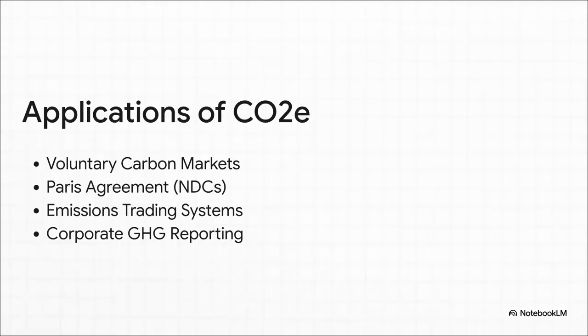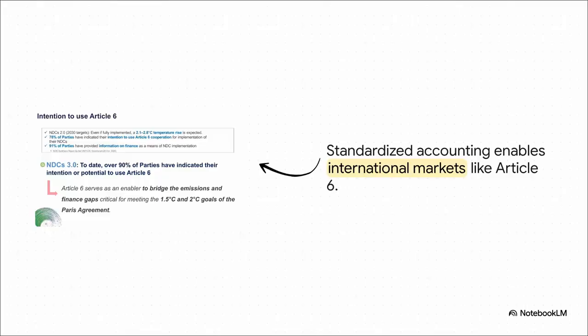And this one simple unit is the foundation for almost everything we do on climate. It's used in the voluntary carbon markets, by countries reporting their climate commitments under the Paris Agreement, in regulated cap and trade systems, and for every major company reporting its greenhouse gas footprint. It is truly the universal language. You can see just how important it is at the highest levels of global policy. Having this common language, CO2e, is what makes international cooperation, like Article 6 of the Paris Agreement, even possible. It creates a standardized playing field so countries can actually trade emissions reductions and work together. Without it, you just can't have a global market.